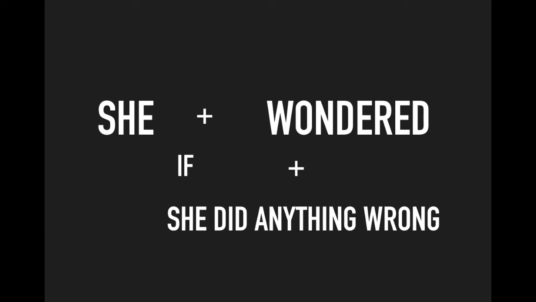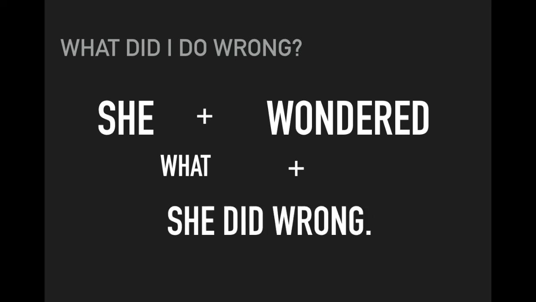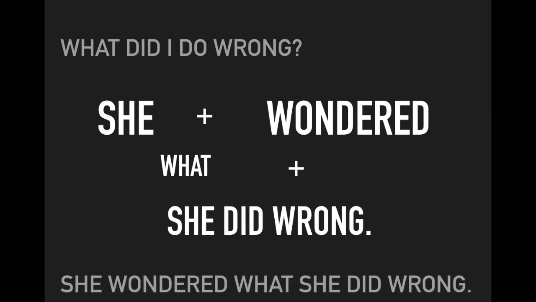All right, there's one way that this could be different. What if instead she asked the question, what did I do wrong? In this case, we do have a question word. So she wondered is going to stay the same, but we'll take away the if and put what there. And what did I do wrong will become she wondered what she did wrong. So you can see we're taking away the did, and then we're using the second verb. So I did wrong becomes she did wrong.